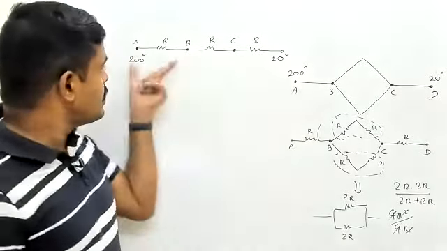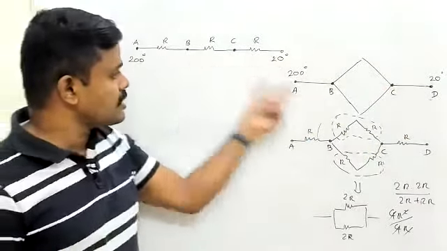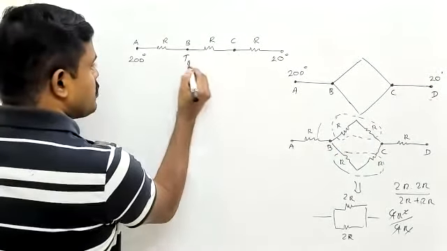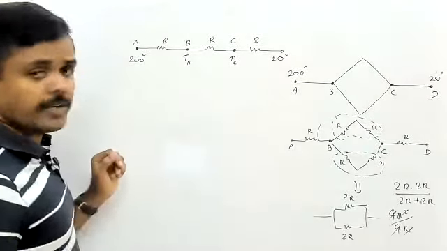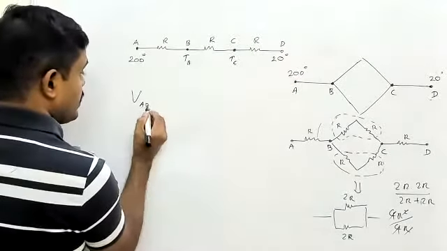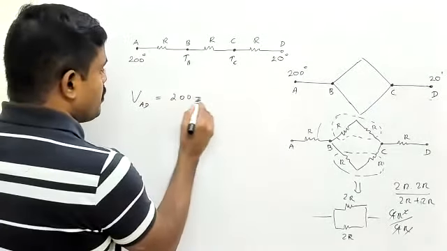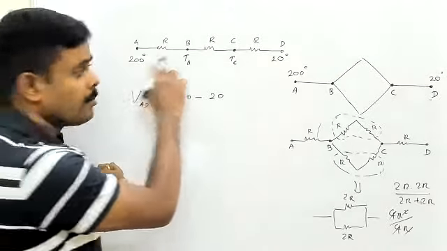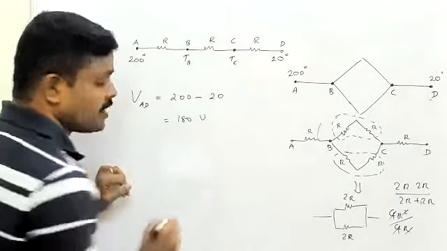First resistance intact, last resistance also kept like that, and then the middle resistance alone is replaced with an R. Now tell me, you can call the temperature as TB, temperature as TC. So what is the temperature difference here? What is the potential difference between A and D? Potential at A is 200. Potential at D is 20. 200 minus 20 is 180 volts, right?